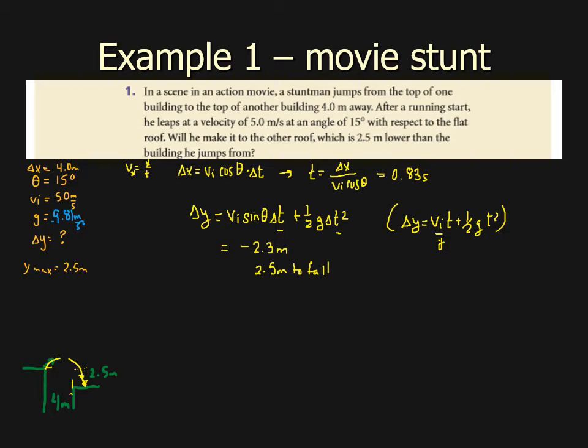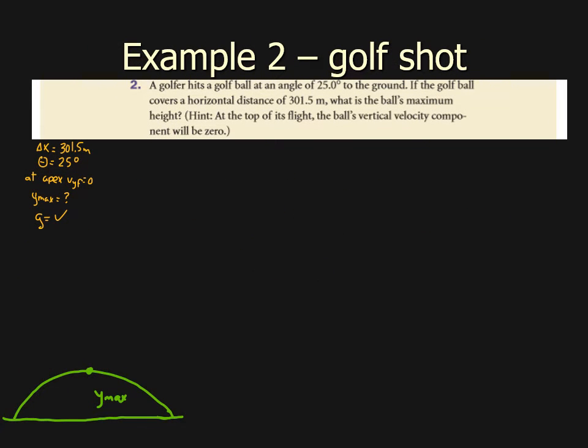Okay, moving on. I believe we've solved all that. Excuse me. Okay, here we go. This one is a golf shot. So we have a golfer going to hit a golf ball at a 25-degree angle with respect to the ground, and the golf ball covers a range, or horizontal distance, of 301.5 meters, which is a pretty good shot. What is the ball's maximum height? So, how high did this ball actually go?